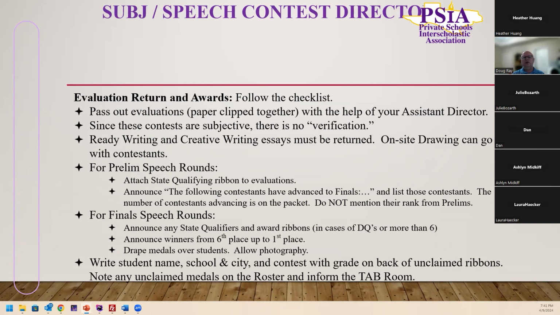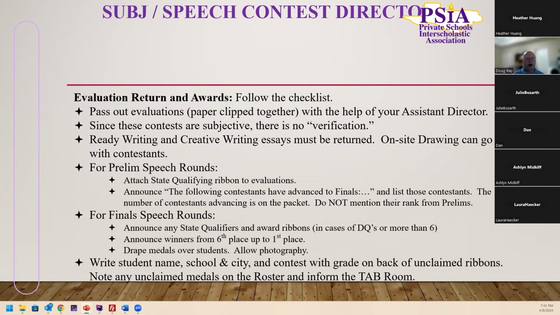When you are announcing who is advancing to the finals, you do not mention what rank they received during the prelim. It's just these 2 or these 3 contestants are advancing to finals. Period. That's it.